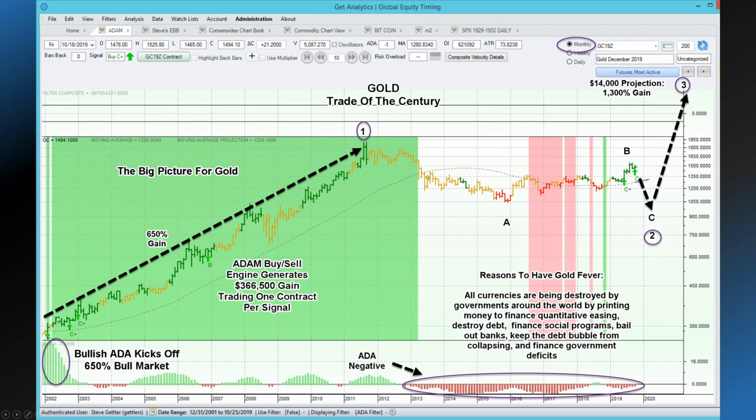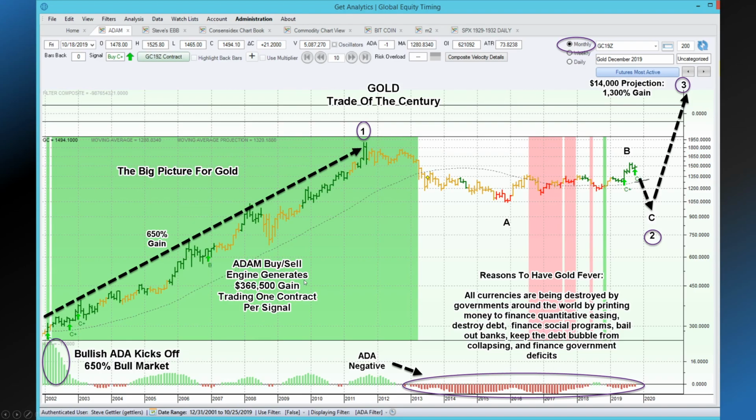Well, the big move of the 21st century came in gold starting on this chart in 2002, a move that went from the 300 area clear on up to the 1900 area. That was a 650% gain over a number of years, and the next move up, I feel, will be even larger.